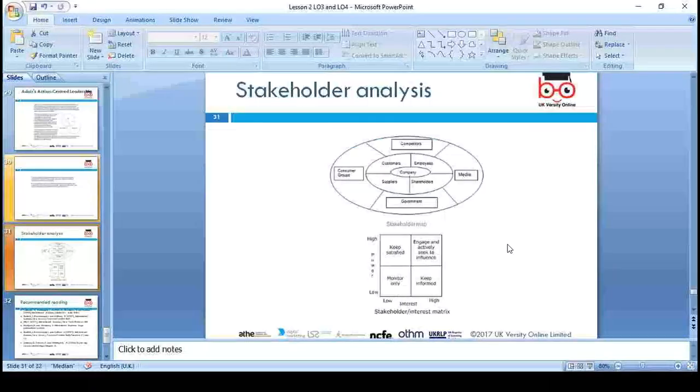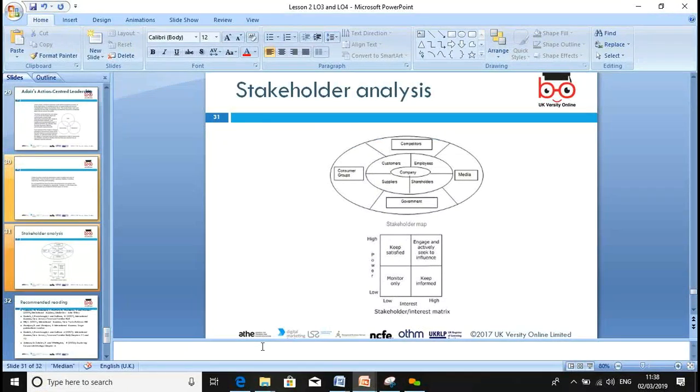Has anybody heard about the 80-20 rule? Anybody ever heard about the 80-20 rule? Yes, the Pareto principle, getting 80% from the 20%. Well done. So normally in a business we say that 80% of sales come from 20% of customers, and 20% of sales come from 80% of customers.